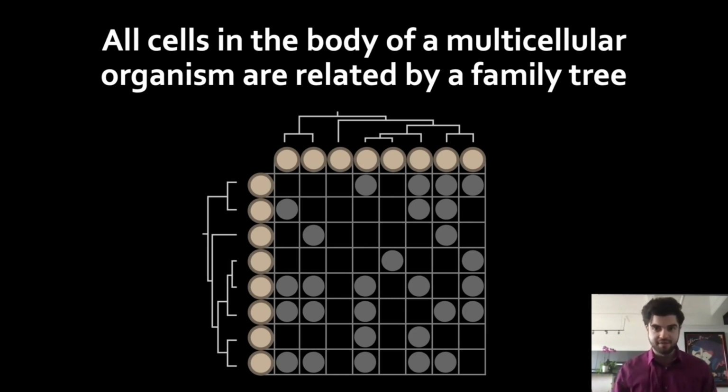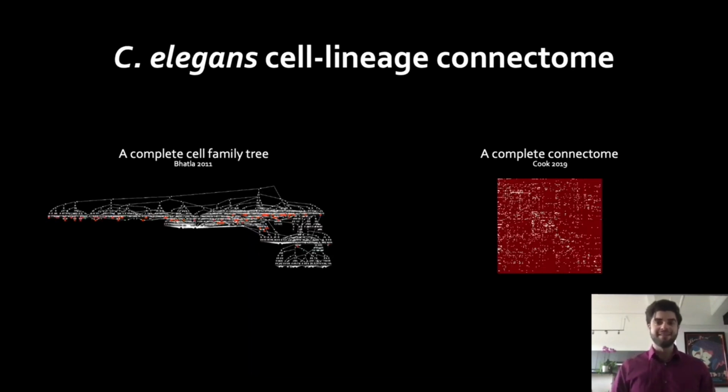Here's that same adjacency matrix where we didn't even bother to add cell type information. All we have is the cell lineage data, and we can still predict an extraordinary amount of the connectome. We applied this technique to the C. elegans nematode, a worm with a few hundred neurons in its whole body.